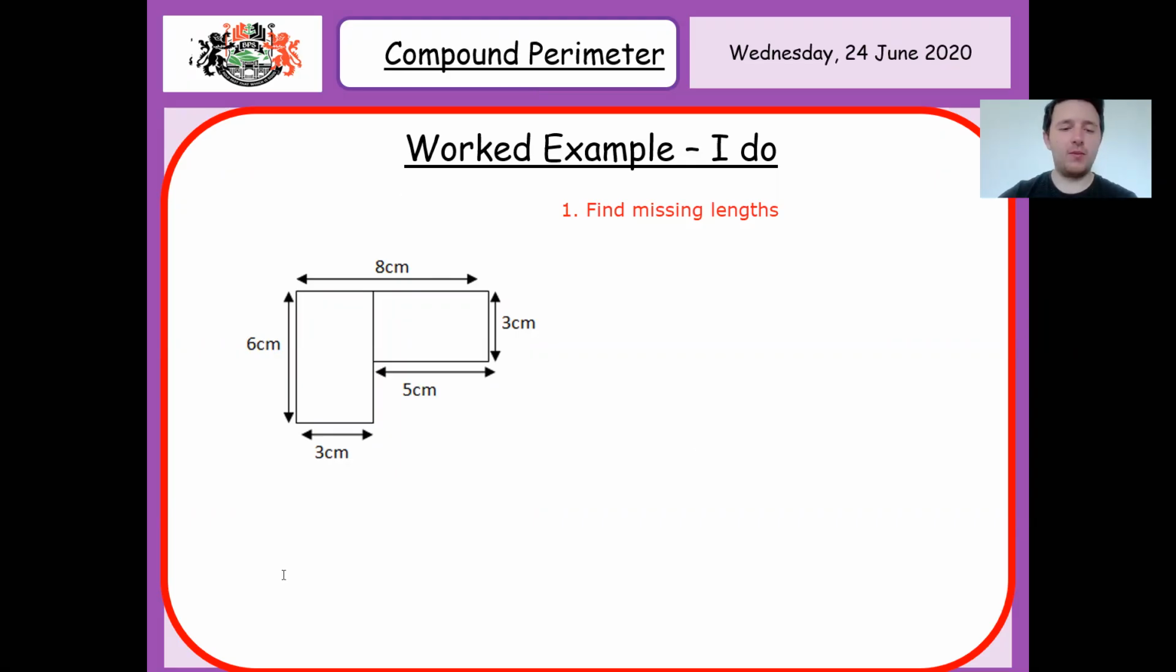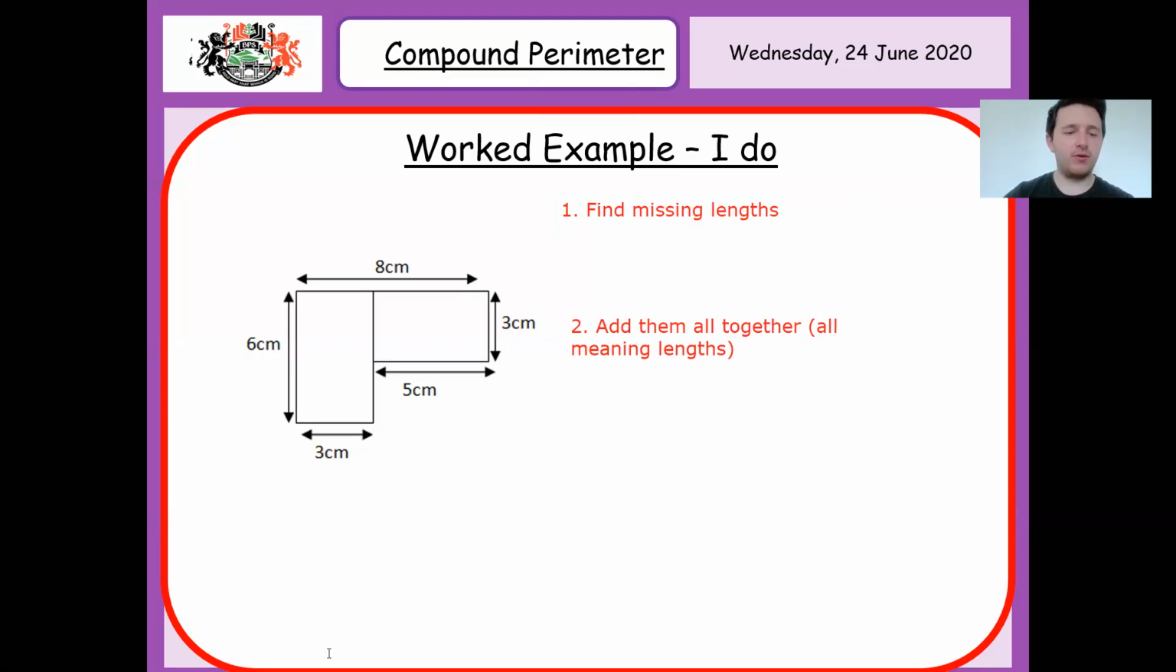So once you've worked out the missing lengths, step number 2, add them all together. Add all the lengths together. So once you've completed step number 1 and you found the missing lengths, step number 2, you can just add them all together. So we'll do that and we can tick them off as we go.